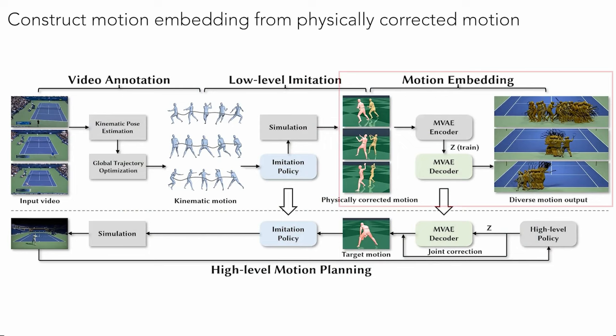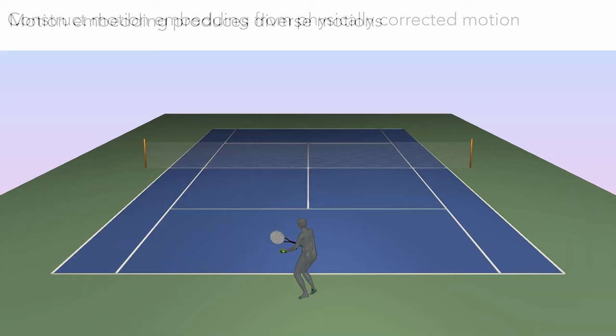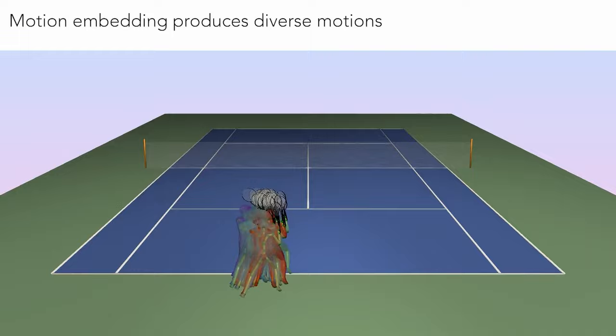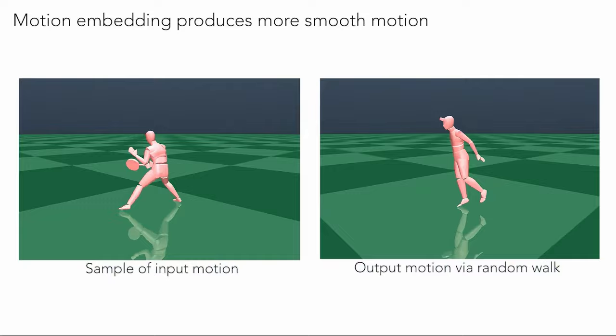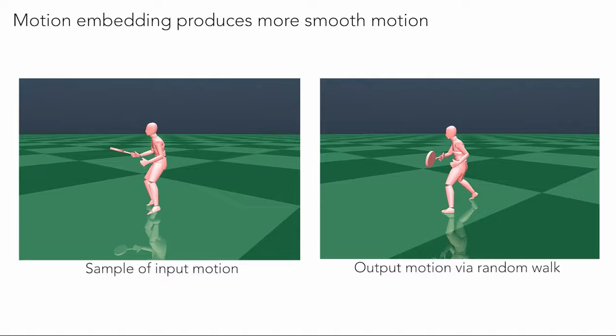With the corrected motion dataset, we can construct a kinematic motion embedding by fitting conditional VAEs to the motion data. Given the same initial pose, diverse motions can be generated by sampling different trajectories of latent Z. An additional benefit of the motion embedding is that it can help smooth the motions and mitigate some of the jittering artifacts in the original motion data.